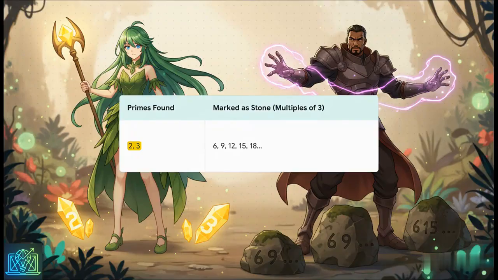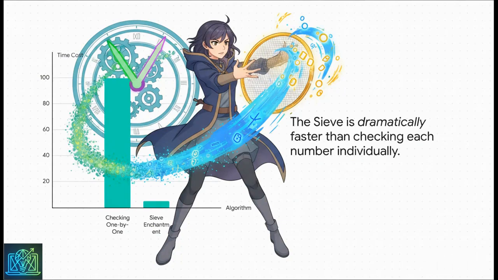Then what? Well, the enchantment just finds the next glowing gem in our garden that hasn't been touched yet. That would be the number 3. So it must be prime. The spell fires off again, marking all the multiples of 3, like 6, 9, 15, as stone. We just keep doing this over and over, and all the gems left glowing at the end, those are all the primes.